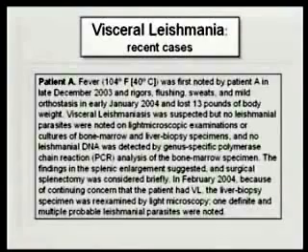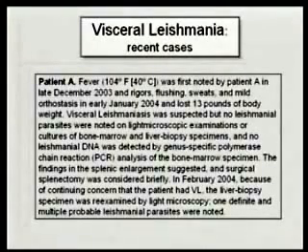And here's the case that was reported. A fever of 102 was first noted in patient A. There were 2 patients actually reported in that communication. In late December 2003, and rigor, flushing, sweat, and mild orthostasis in early January 2004. Lost 13 pounds of body weight. Visceral leishmaniasis was suspected, but no leishmanial parasites were noted on light microscopic examination or culture of bone marrow and liver biopsy specimens, so it was difficult to isolate the organism. And no leishmanial DNA was detected by genus-specific polymerase chain reaction.